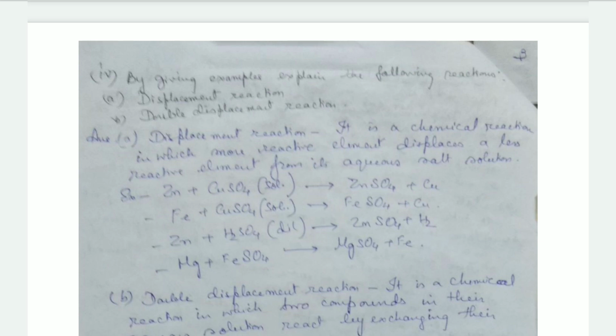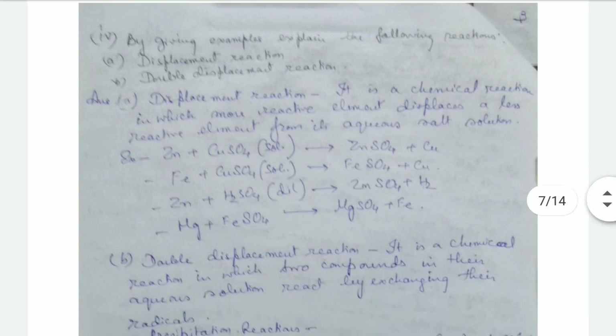Then again iron also combines with copper sulfate solution to form iron sulfate and copper. Then zinc combines with dilute sulfuric acid to liberate hydrogen, forming a salt, zinc sulfate. Magnesium also displaces iron by reacting with ferrous sulfate, forming magnesium sulfate, and iron is separated out. So this is displacement reaction.